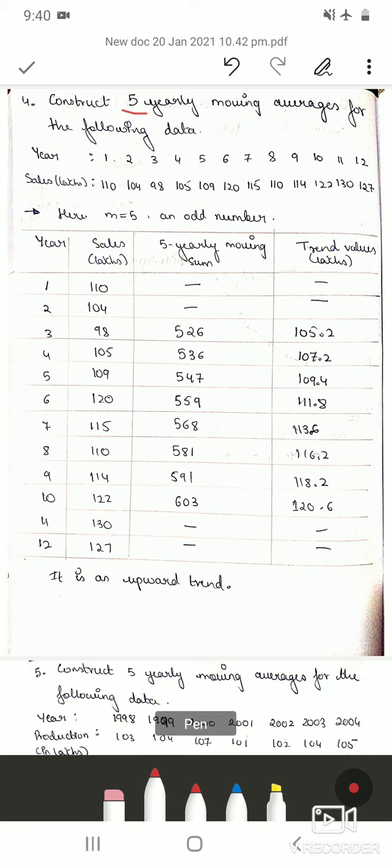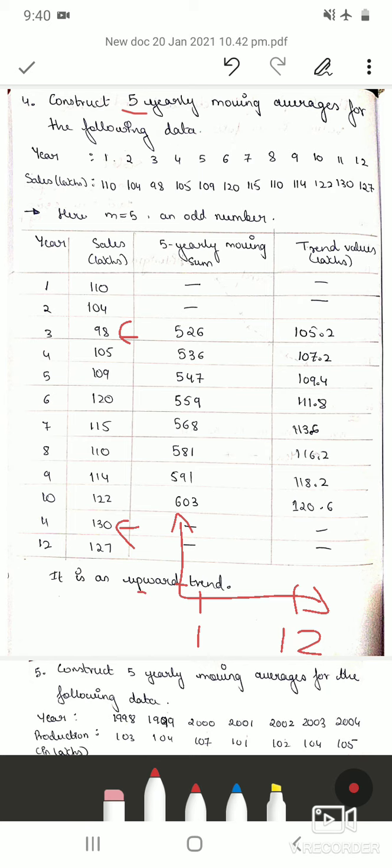Suppose they had asked to plot the graph for the original as well as the trend values. Here on the x-axis we will have years from 1 to 12, and on the y-axis we will have sales. The least value is 98 and the highest value is 130. So it will be from 90 to 130 or 150, anything. The difference might be 10, or the difference might be 20.